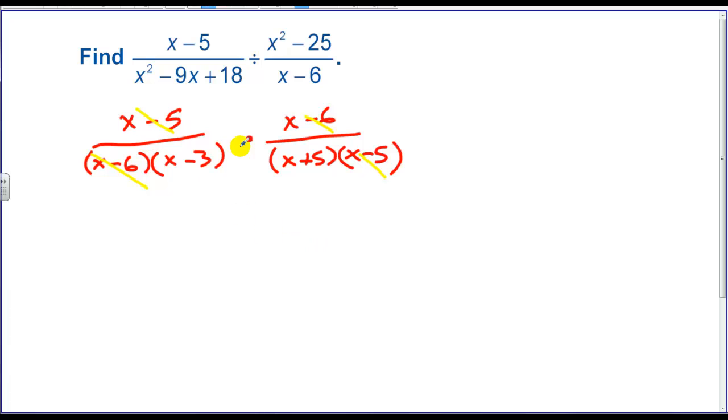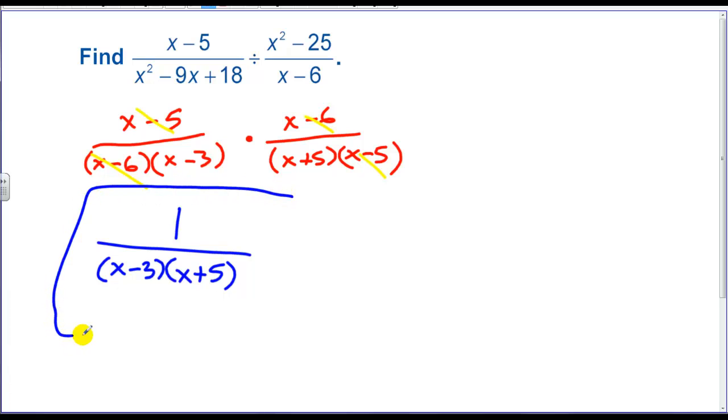You'll notice everything in the numerator is reduced. That doesn't make the numerator equal to 0. Anything over itself reduces to 1. So I have a 1 in the numerator over x minus 3 times x plus 5. And there we have it.